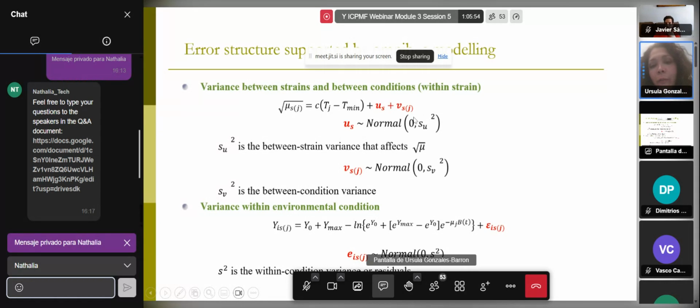But now you have 2 random effects. You see, this is at the same level. This is level 2. Okay, this here is level 1. At level 2, you have 2 random effects. These random effects might be correlated or uncorrelated. This is something we have to test. And then you have the variance within the environmental condition, but now these random effects are called error, or residuals.